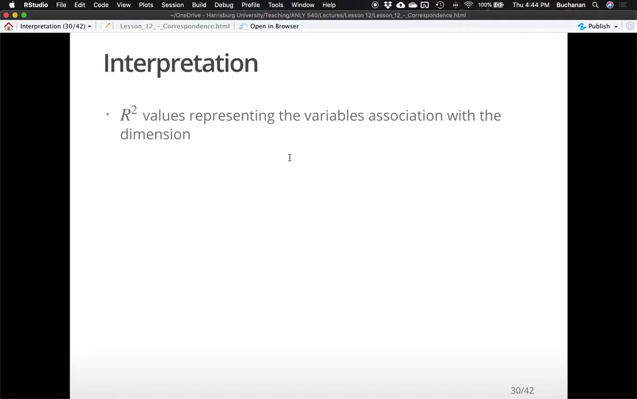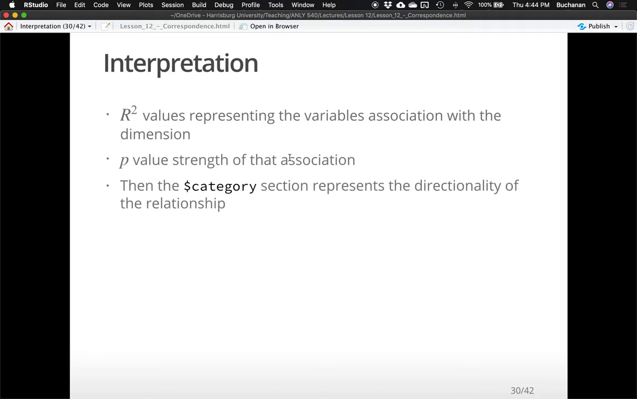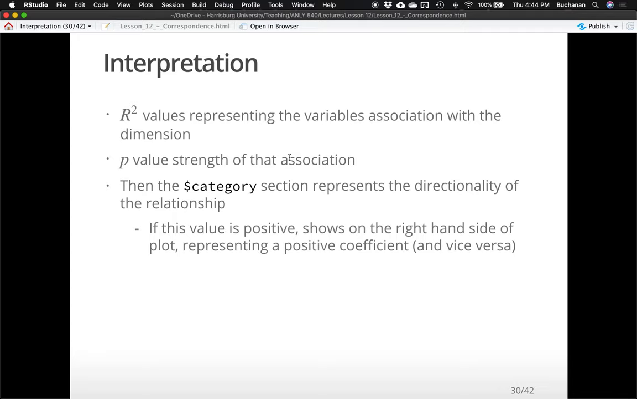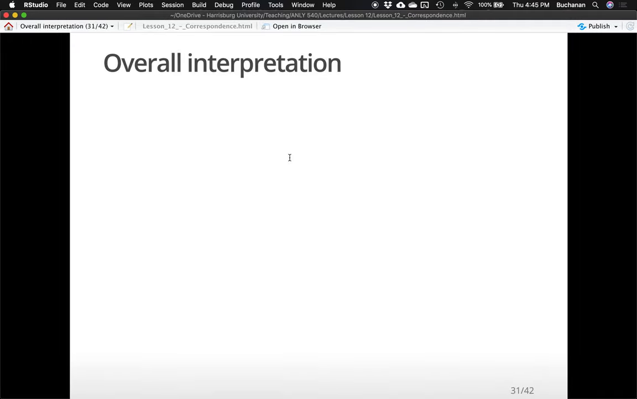So our R-squared values represent the variable's association with that dimension, how much of the variance I'm accounting for. The p-value represents the strength. The category part gives you this sort of directionality and strength as well. If the value is positive, that means on our plot, it'll be on the right-hand side, representing a positive coefficient. If it's negative, it'll be on the left-hand side. That's our overall interpretation. Okay.